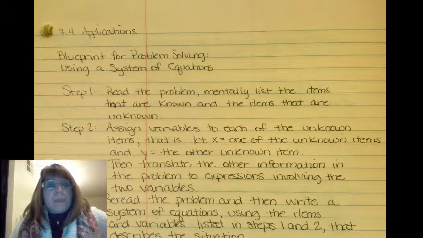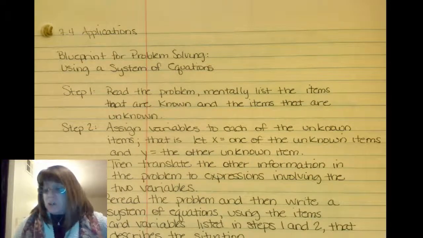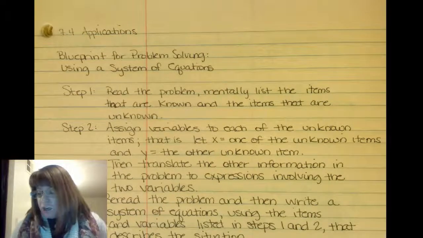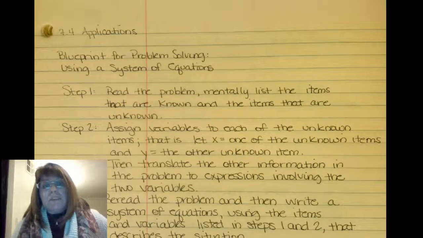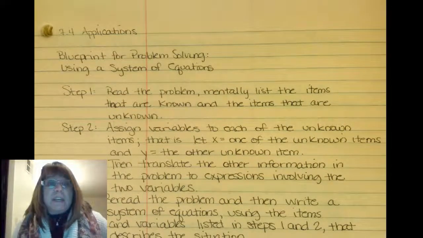I'm going to run through a blueprint on how to solve systems of equations really quickly, and then we'll get into some examples. For step one, of course, you need to read the problem, and then you want to mentally list the items that are known and the items that are unknown. Because it is a system of equations, we're going to generally have two unknowns.